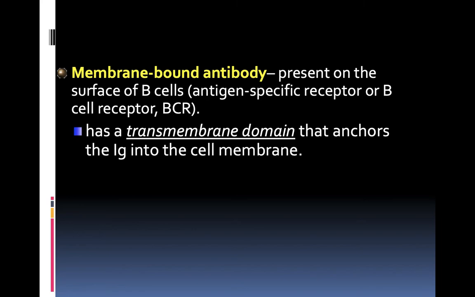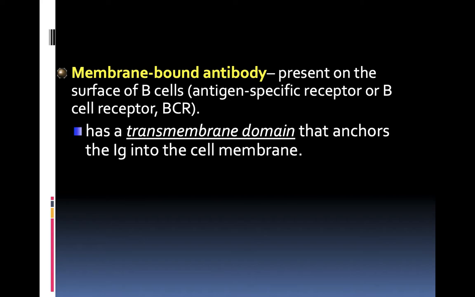Membrane-bound antibodies possess transmembrane domains that anchor them into the lymphocyte's membrane. So you remember B cell receptors. B cell receptors are actually membrane-bound antibodies. They are antigen-specific antibodies that are anchored on the B lymphocyte's cell membrane. They act as antigen-specific receptors. And the reason why they can do that is because they have transmembrane domains in their structure.